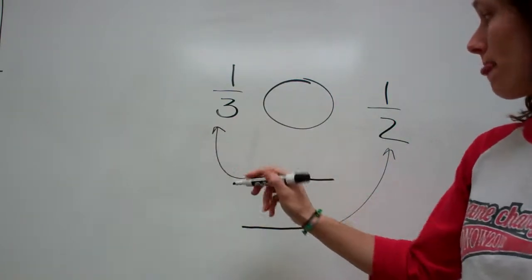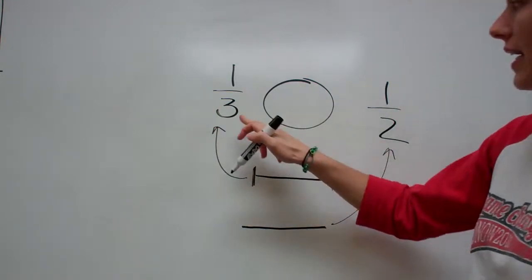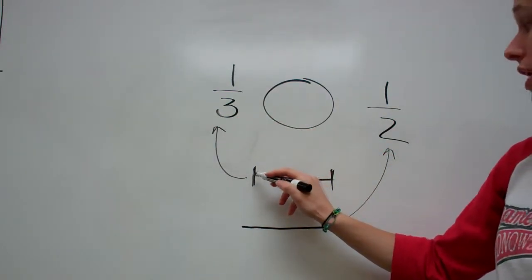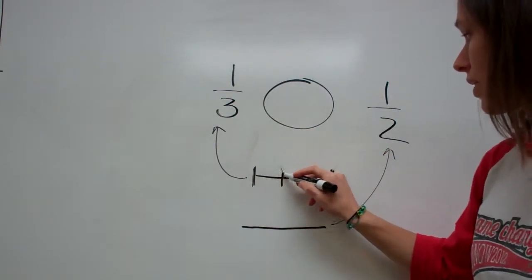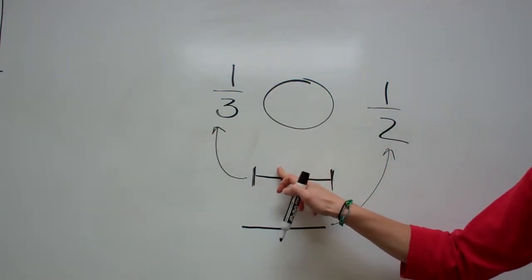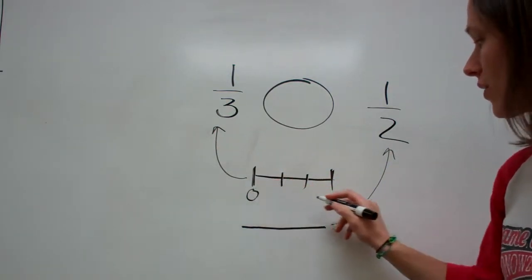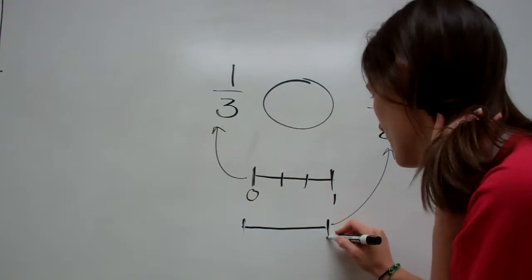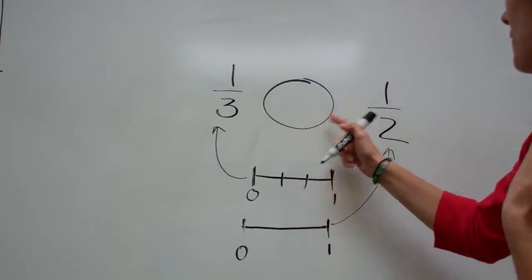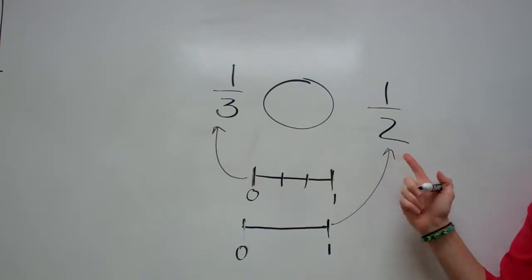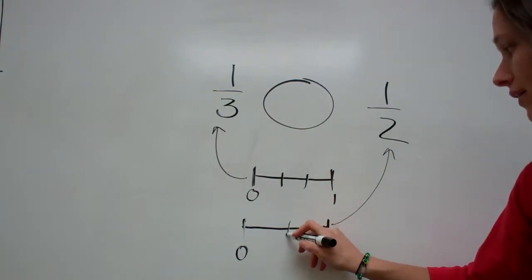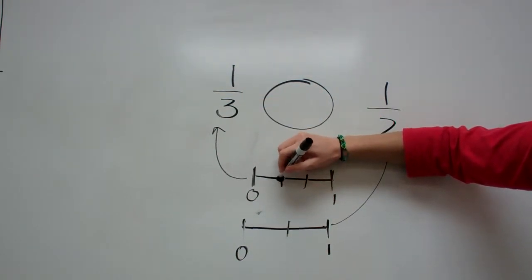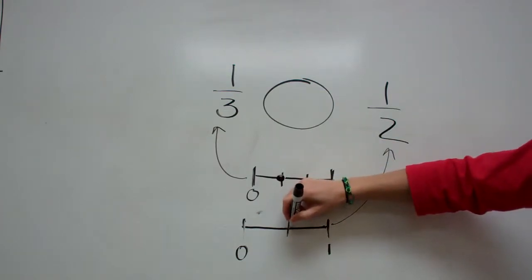Now, between this tick and this tick, how many portions am I going to make? 3. Okay, so I'm going to go 1, 2, 3. So that one has 3. And if you want to label it 0 and 1 because it's going to come before 1, you can. Now this one down here, 0 and 1. And how many ticks is it going to have? 2. So I'm going to put my tick here, so that'll be 1, 2. Now, 1/3 is right here, and 1/2 is right here.